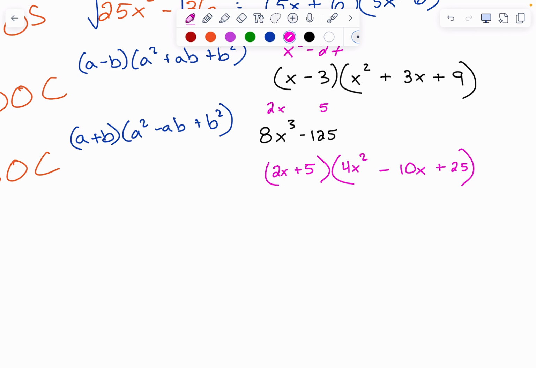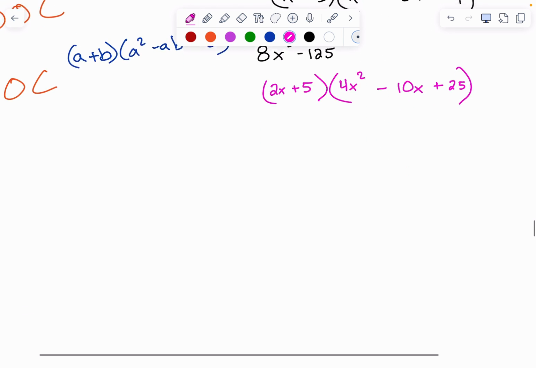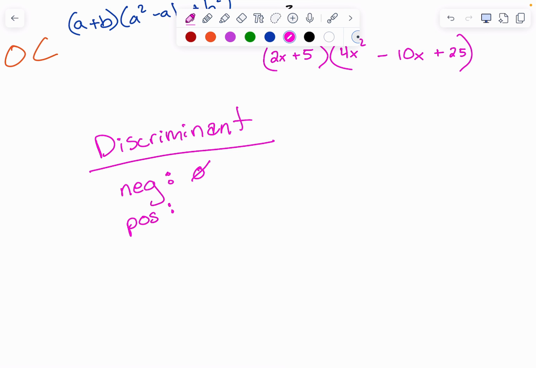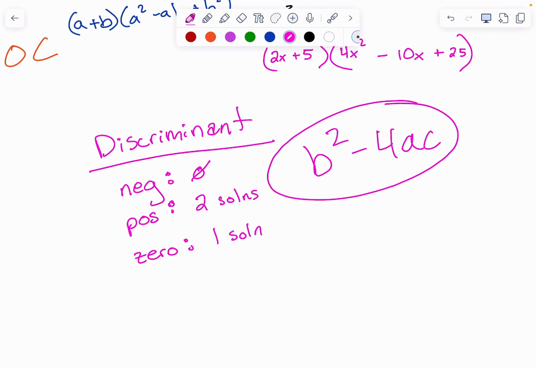Solutions again. So for discriminant, if it is a negative number, how many solutions do you have? No solution. 0. None. If it is a positive number, how many solutions do you have? 2. 2 because of plus and minus, right? If it is a 0, there's one solution. Okay? Oh, and maybe discriminant: b squared minus 4ac.